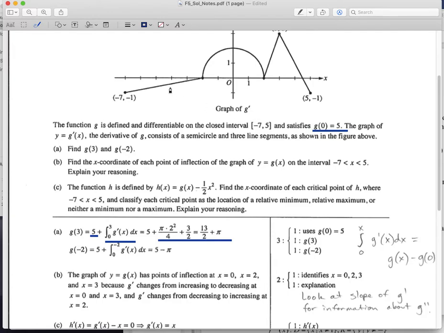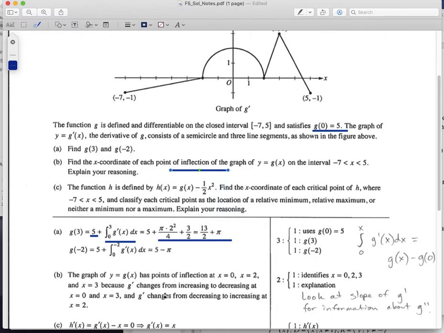The slope of this graph gives you the derivative of this graph, and the derivative of this graph right here is the derivative of g prime, which is g double prime. So this question really is asking, where does this graph change slope? Or better put, where does the slope of this graph change sign? From positive to negative or from negative to positive?